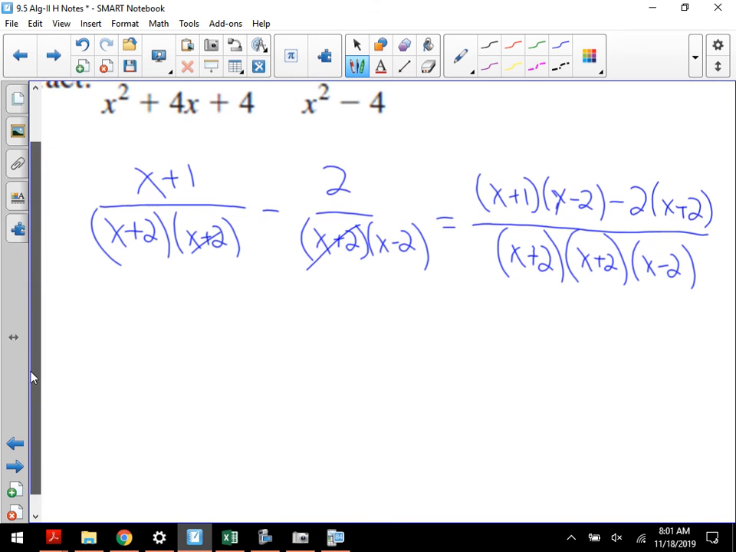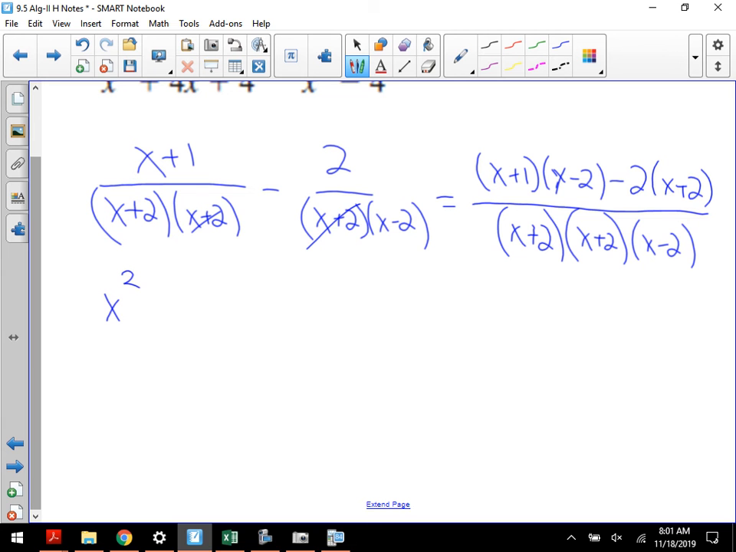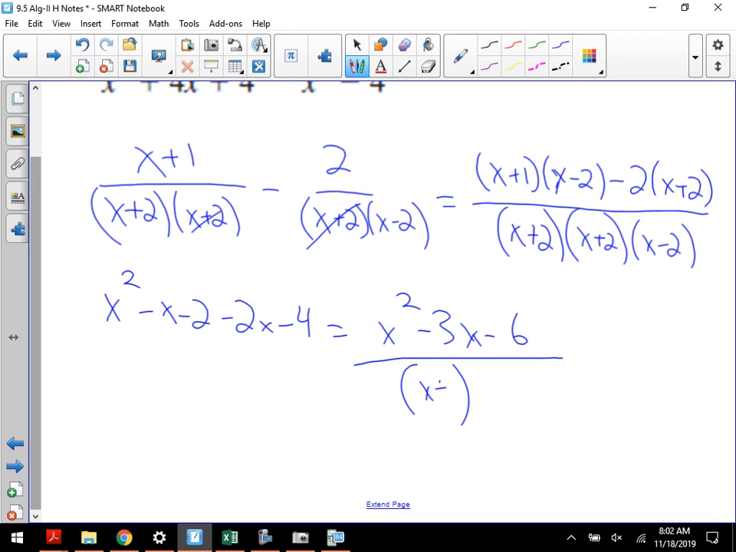Then you FOIL out the numerator. So we get x squared minus 2x plus 1, so it would be minus x, minus 2, minus 2x, minus 4. Combine all that, you get x squared minus 3x minus 6 all over, and you do not have to multiply out your denominators here. Okay?